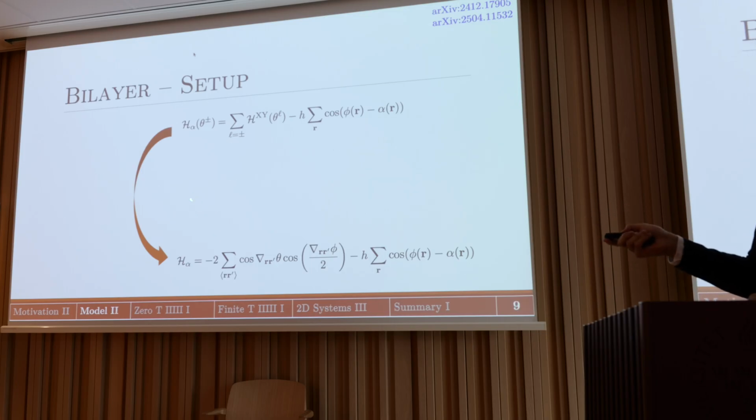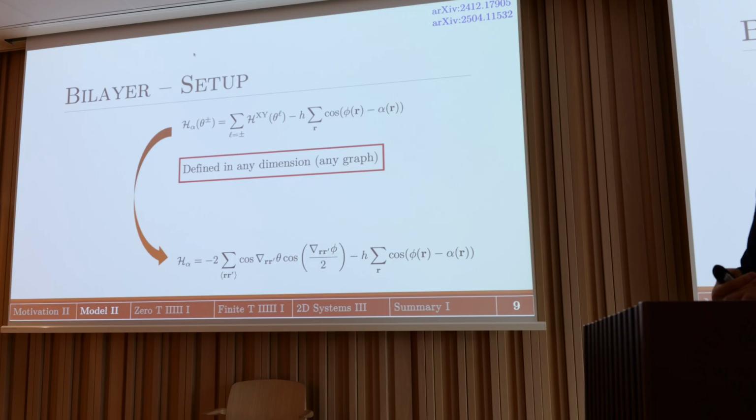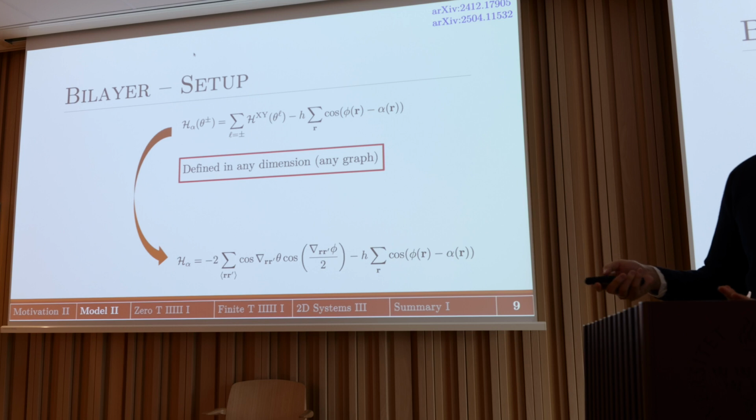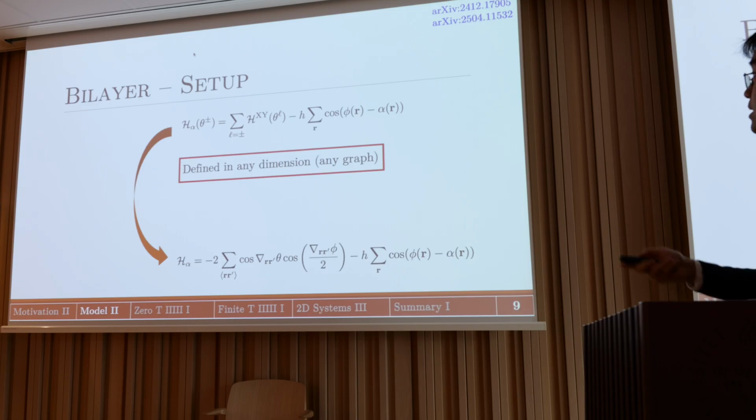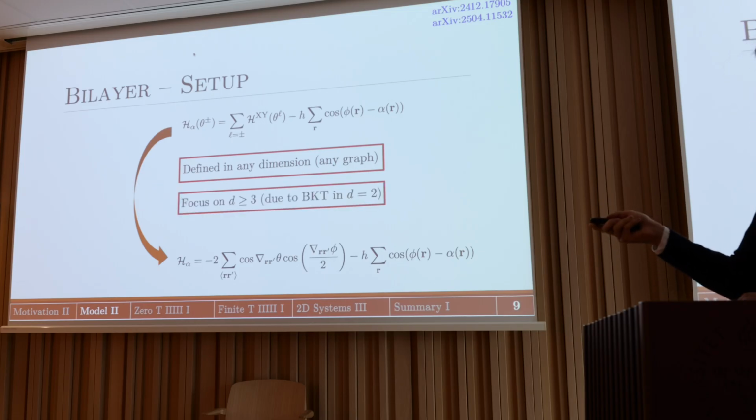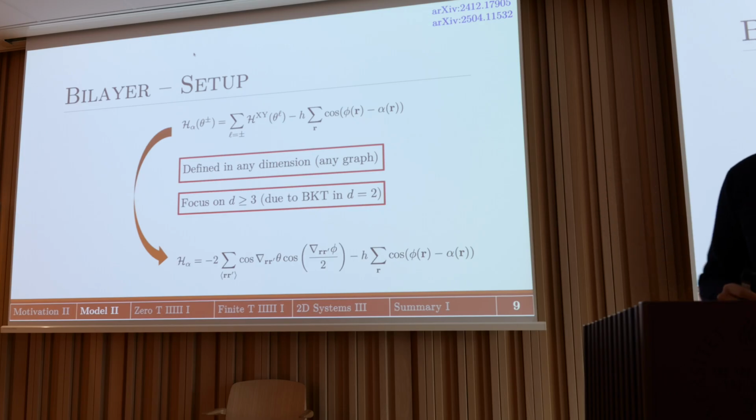Okay, so even though this model is inspired by bilayer systems, there's no reason that it's restricted to 2 dimensions. It can be defined in any dimensions on any graph, right? The gradients are going to define the edges, and the phase difference is just the on-site intercomponent coupling. Right? You can think of this model as a 2-component superconductor with intercomponent disorder for some reason. Okay, so for the majority of this talk, I'm going to focus on 3 dimensions and above, while I'm going to talk about 2D systems separately.